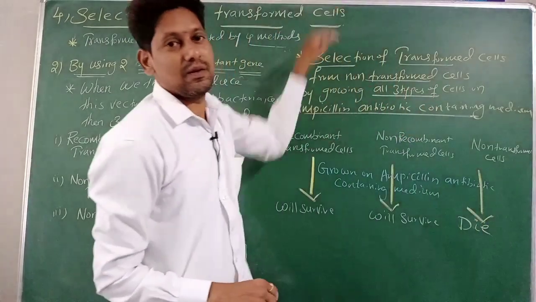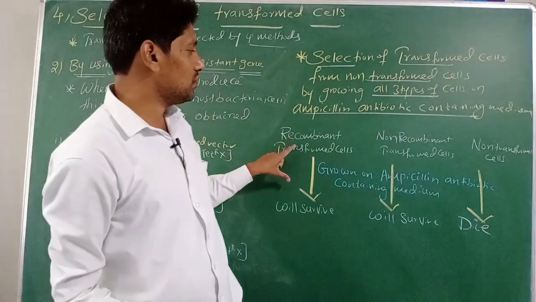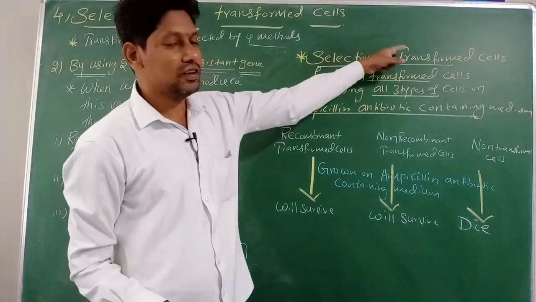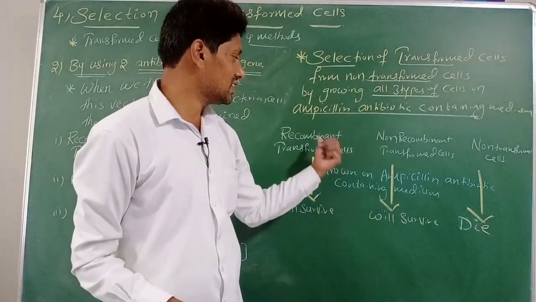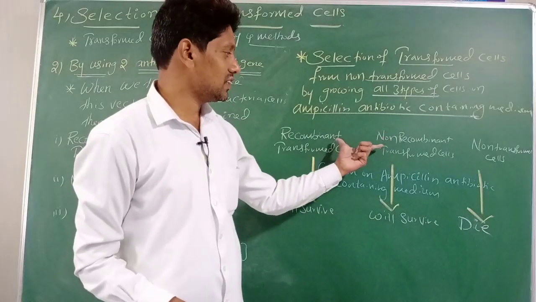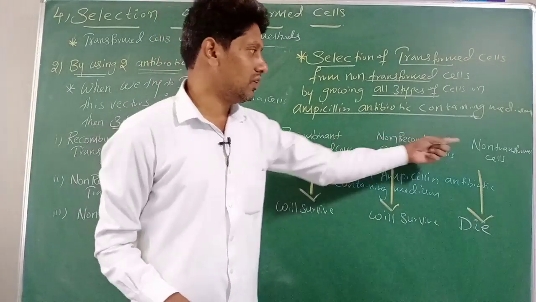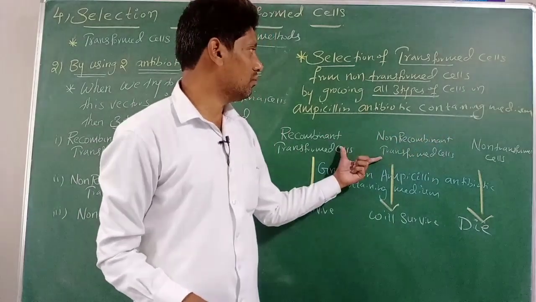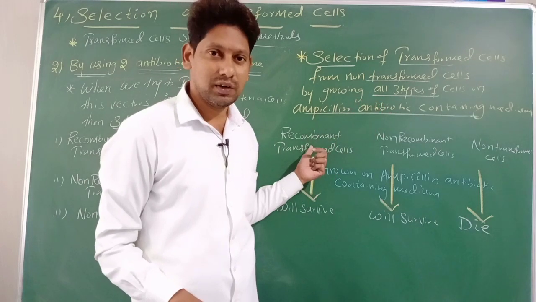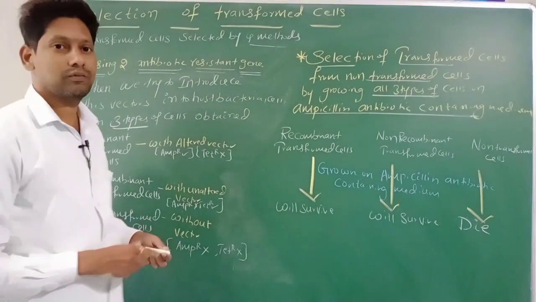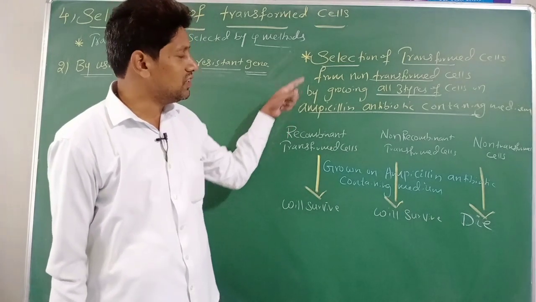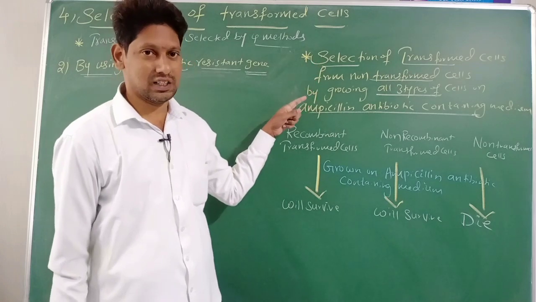Therefore, what happens to this non-transformed cell? The non-transformed cell will die. Therefore, what are selected? Transformed cells are selected from non-transformed cells. Selection of transformed cells. Which transformed cells? Recombinant transformed cells and non-recombinant transformed cells. Therefore, transformed cells are selected from non-transformed cells by growing them on what? Ampicillin antibiotic containing medium. Is this statement okay? Right? By using the ampicillin antibiotic resistant gene, we selected transformed cells from non-transformed cells.